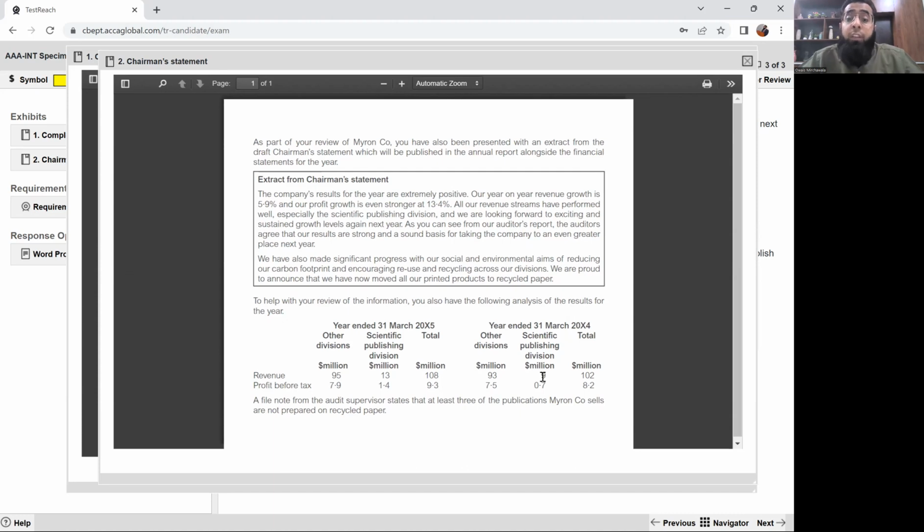Scientific division reported revenue of 9 million. So the total revenue was 102 million. Then profit before tax, 7.9 million, 1.4 million from scientific division, total PBT. So this is the financial data.